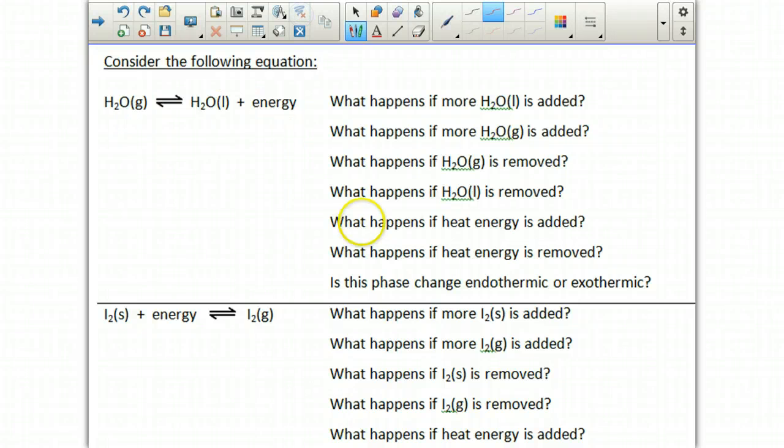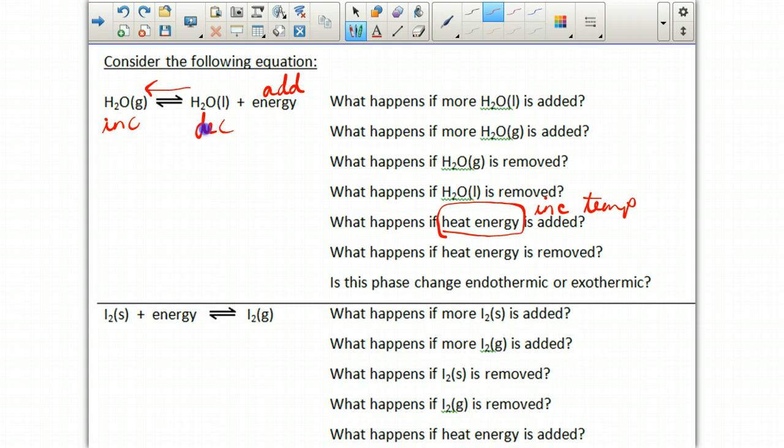Okay, what happens if heat energy is added? And it's very important to realize that another way of saying this is, what happens if temperature is increased? So we increase temperature. And what this is going to do is add more energy. And just like if I added the water as a liquid or water as a gas, when I add on one side, it's going to cause everything to shift to the other side. So this is going to cause me to increase the amount of water as a gas and decrease the amount of water as a liquid.